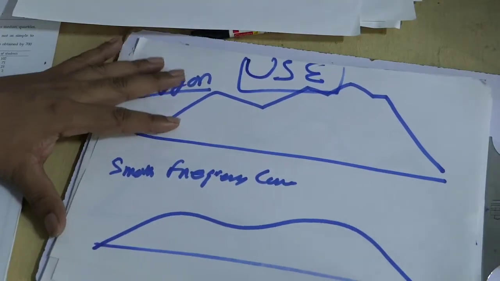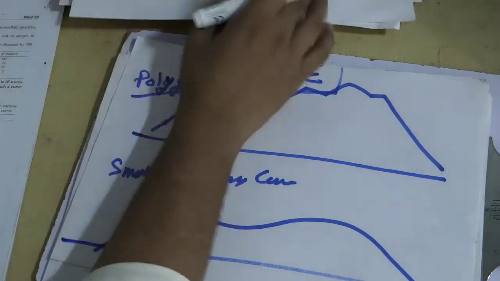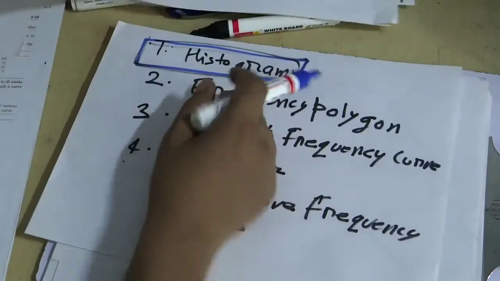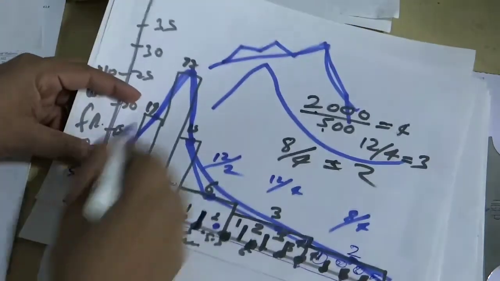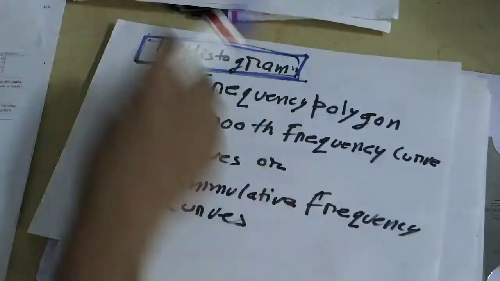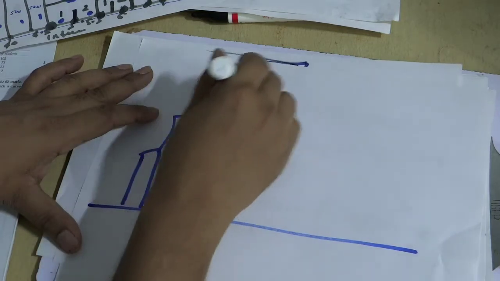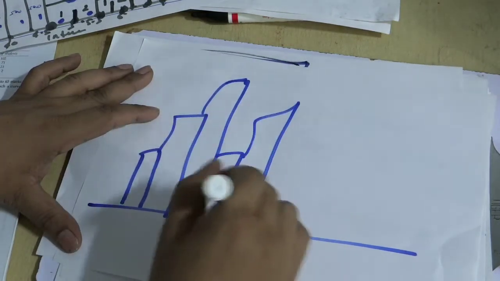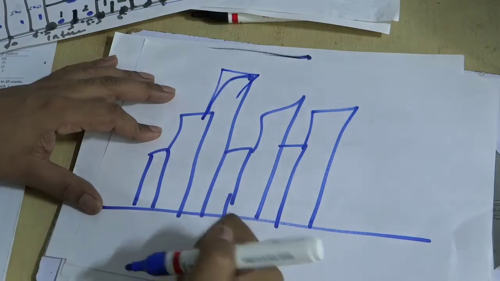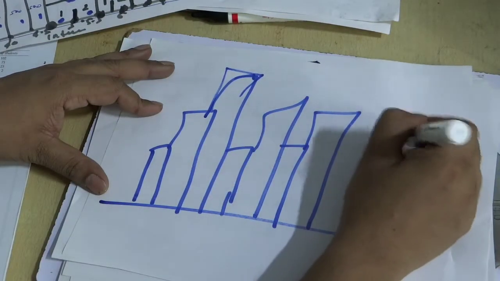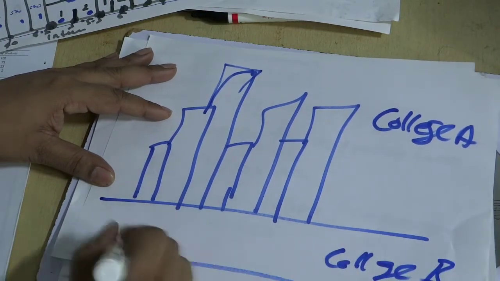The use is that we can compare two data sets. See here, in the histogram, this was the histogram. It's better to draw it again. This is an example of the histogram. See, can we draw the two data simultaneously? Say for example, this is for college A and this is for college B, whatever.